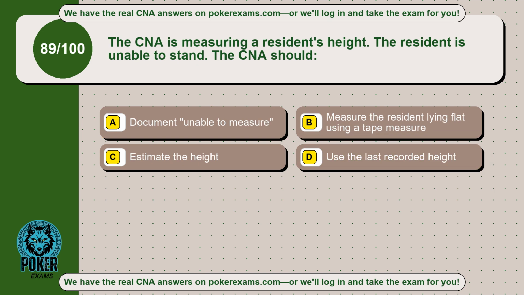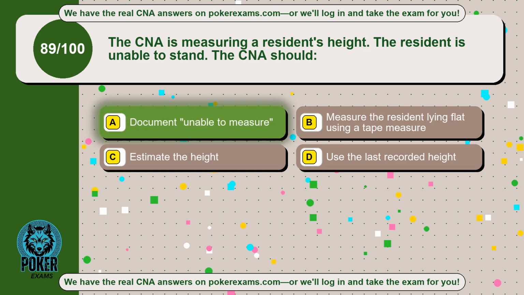Question 89. The CNA is measuring a resident's height. The resident is unable to stand. The CNA should. Option A, document unable to measure. Option B, measure the resident lying flat using a tape measure. Option C, estimate the height. Option D, use the last recorded height.